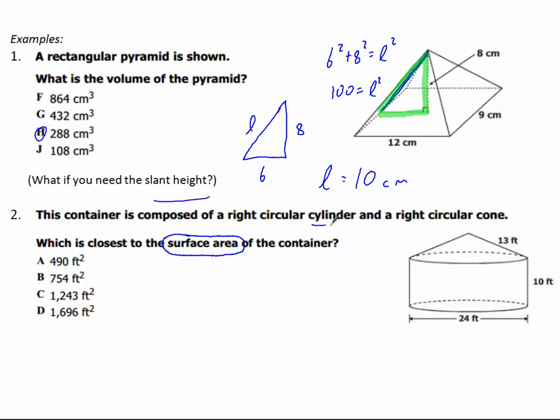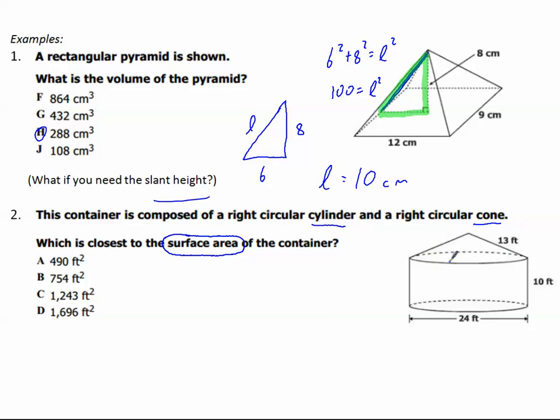Yes, there is a cylinder. Yes, there is a cone. That does not mean we are finding the surface area for both. Here's why. Surface area is anything that's on the outside. So if we look at this cone, is everything touching the outside? No, our base of the cone is not. In fact, just the top part is what we need.